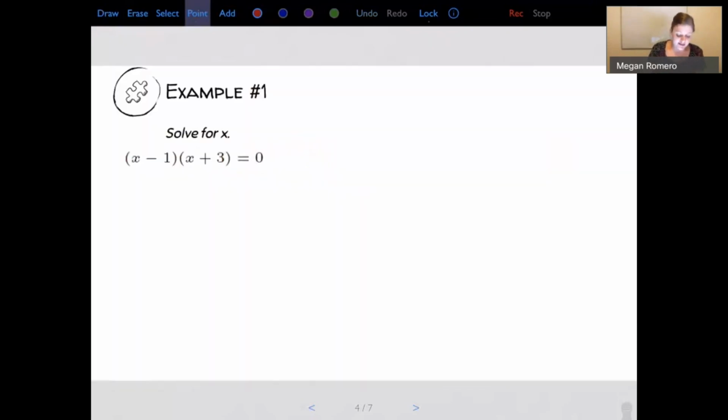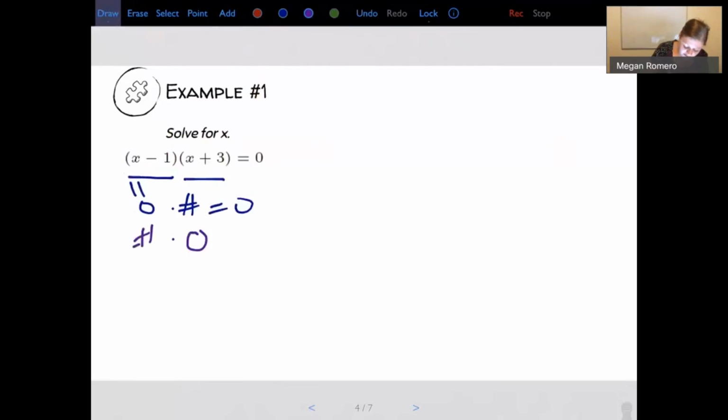So the left-hand side would be a quadratic equation if we multiplied it out. In this case, it's already factored for us. Notice these two are being multiplied together. So if this one equals 0, 0 times some number would give us 0, and we'd have a true statement. Or if the second one, x plus 3, were 0, the first one would just be some number, and the product would give us 0. So there's two answers here when solving quadratic equations.